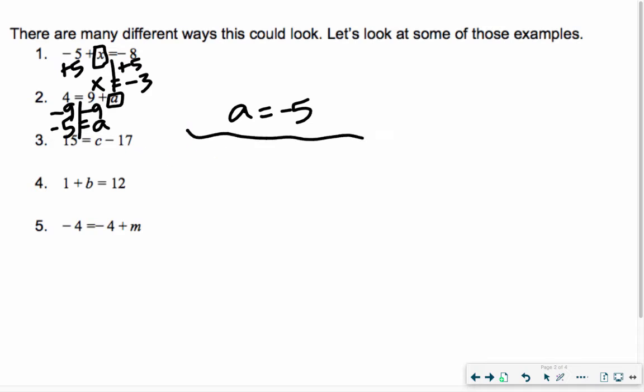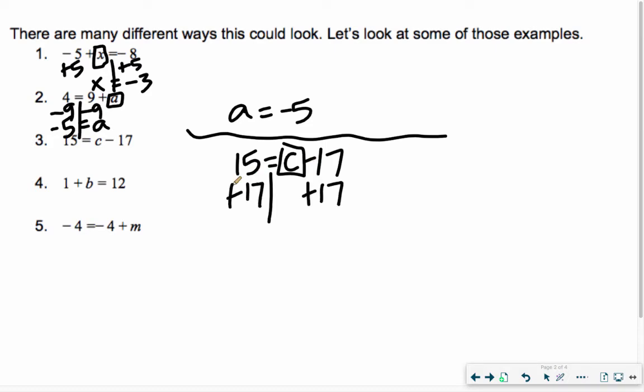All right, I'm going to do this one down here. 15 equals c minus 17. Box my variable, draw my line. I need to get rid of this minus 17. Notice I'm always getting rid of whatever is on the side with the variable. So I don't want to get rid of this 15 because it's already on the other side, which is where I want everything to be. So in order to undo, or the inverse of minus 17 is plus 17.